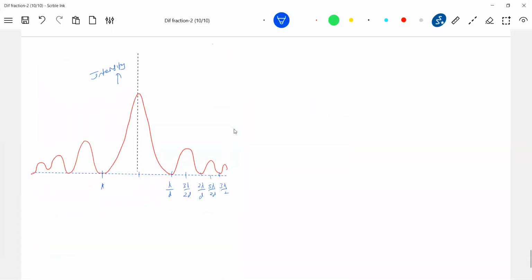On this side also, lambda by d, 2 lambda by d. It should touch, because the intensity should be 0. See that it should touch. The minimum means it should be 0 intensity. So this is about the variation, and there's the angular separation. What about the x-axis? This graph is very important. They may test you with this graph also.